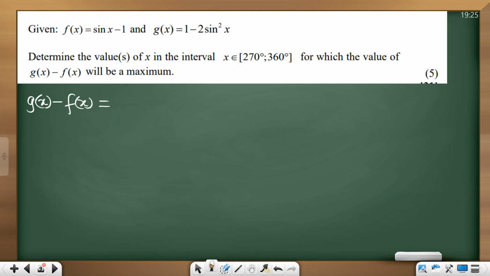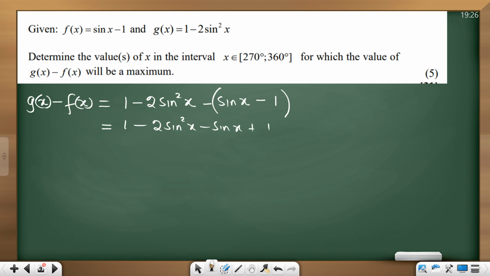What is g of x? 1 minus 2 sine squared x minus, what is f of x? Sine x plus 1. Do you agree with me? I have changed the signs now. Why? Because it's a minus. I'm opening a bracket. Please, don't let me break my own rules. Always. So, what do we have? 1 minus 2 sine squared x minus sine x.